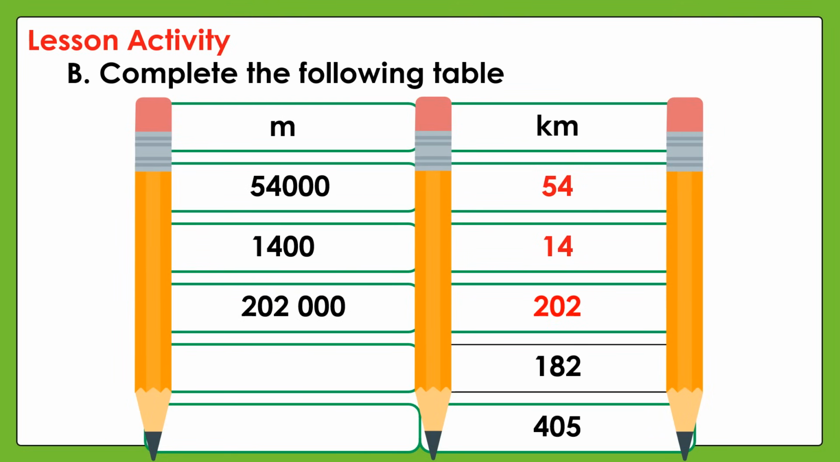Number 4, 182 kilometers is equal to 182,000 meters. Number 5, 405 kilometers is equal to 27,000 meters.